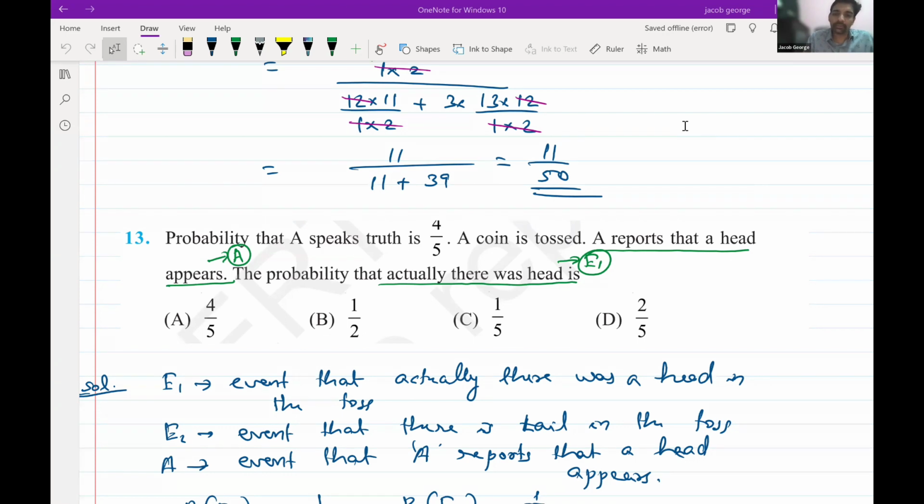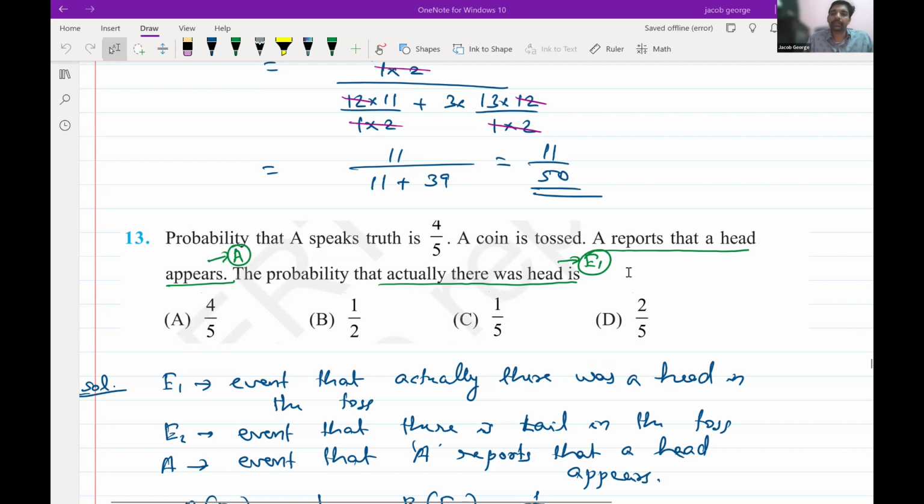So this is E1. We take E1 to be the event that actually there was a head, and E2 the event that there is no head in actual, that means there is a tail in the toss. Here also, from the last sentence, you get a clear idea what E1 and E2 are. It is asked, actually there was a head. So E1 is the event that actually there was a head in the toss, E2 is the event that there is a tail in the toss. Now, capital A is the event that A reports that head appears.